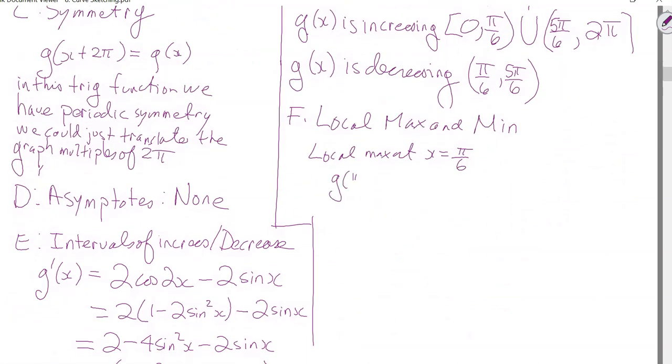So g of pi over 6 is, oh God, where is it? Sine 2x, okay, if I just go sine pi by 3, sine 2x, right? Plus 2 cos pi by 6. Right, work it out, see how good your mental image of the unit circle is. I don't have one, but I just know the numbers.